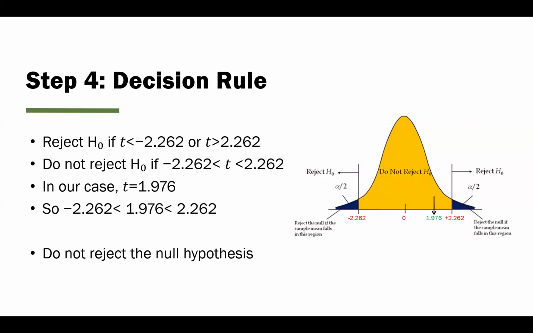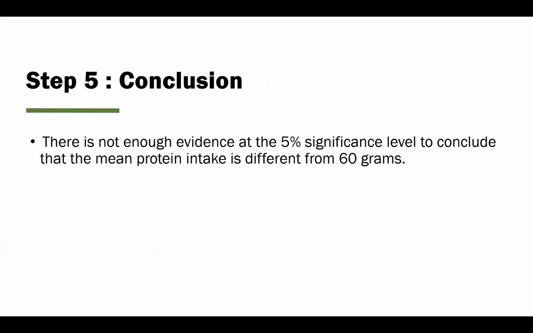And the correct statistical term to say is that we do not reject the null hypothesis. It is not wise to say that we accept the null hypothesis. It is more statistically correct to say that we do not reject, or we fail to reject, the null hypothesis. So I hope it is more clear. So now we come to the conclusion that there is not enough evidence at the 5% significance level to conclude that the mean protein intake is different from 60 gram of the population intake.